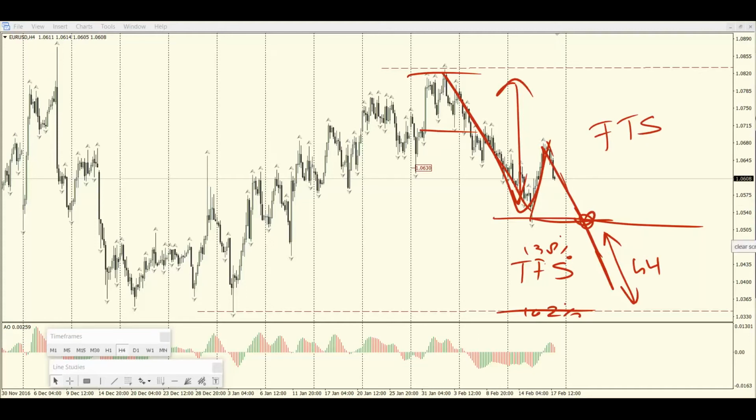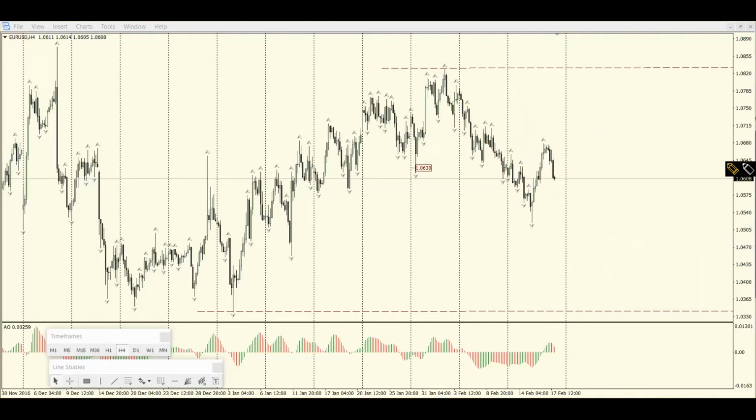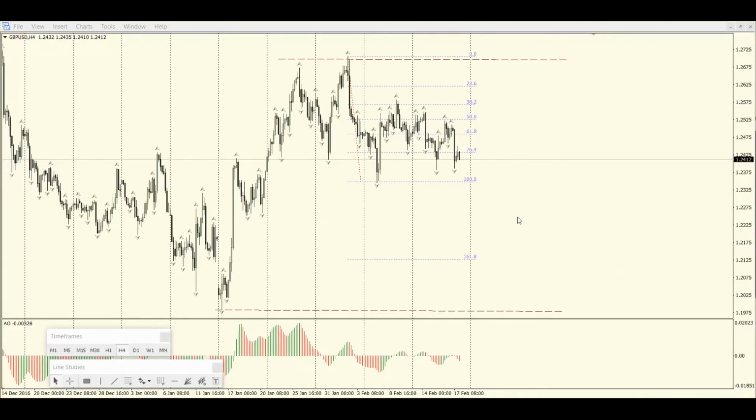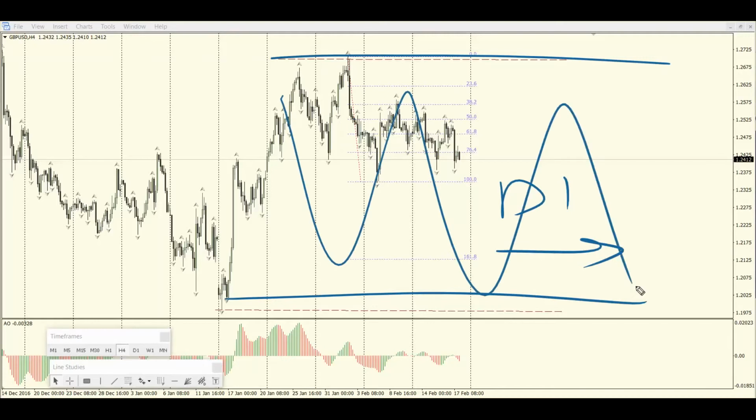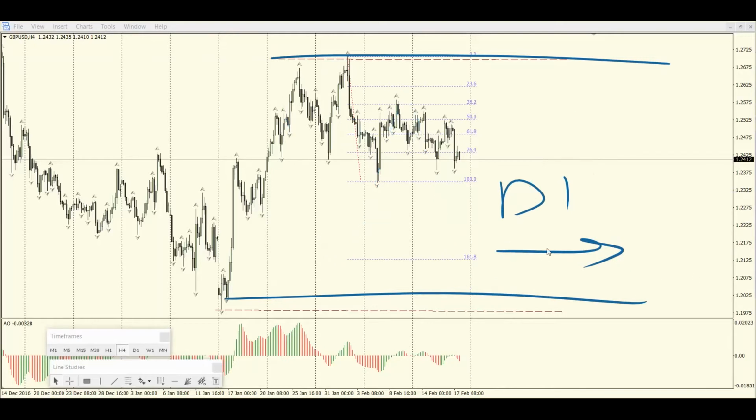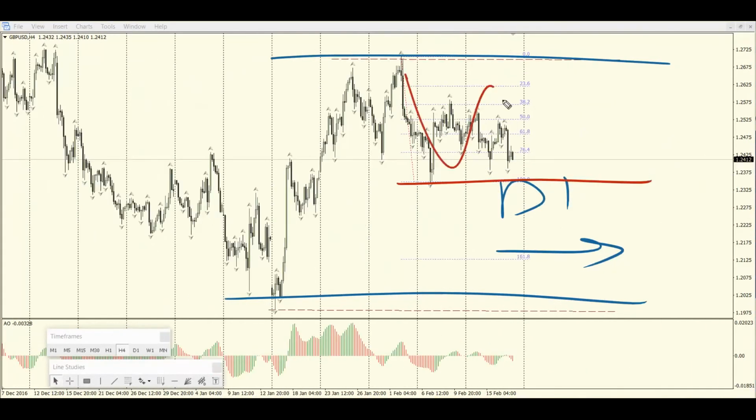My next pair is the British Pound, GBPUSD. This pair is very similar to the euro. There is a reason why I call EURUSD and GBPUSD the ally pairs. As you can see here, we also have a flat zone of D1 level, and we also have here a flat zone of a smaller time frame. The logic is pretty much the same.